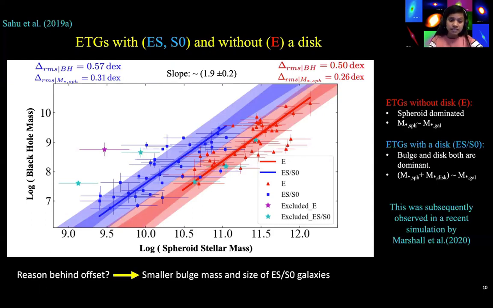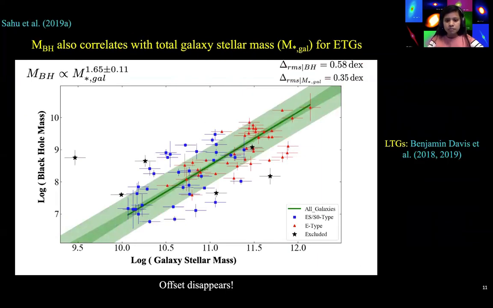Another interesting thing is that this offset between these two subpopulations of early type galaxies on the black hole mass versus bulge mass diagram has also been observed in a simulation by Marshall et al. 2020. And this offset is, of course, understandable. It is actually in the horizontal direction, and this offset is because of a smaller bulge mass and size of early type galaxies which have a disk. That is why when we switch from bulge mass to the total galaxy mass on the x-axis, this offset between the two subpopulations of early type galaxies disappears.